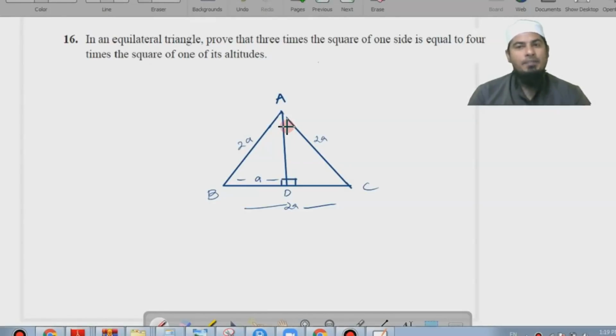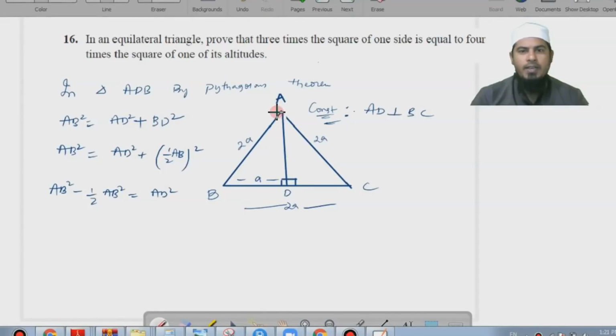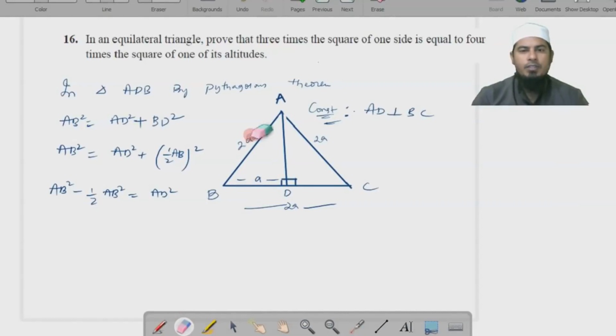Let us apply Pythagoras theorem in this triangle ADB and check whether we are getting the solution or not. Discussing what I am writing here. In triangle ADB, Pythagoras theorem is applied and we are not using these 2A's and A. We just want that BD is half of BC. Instead of half BC, I can write half AB also because it is an equilateral triangle, all sides are equal. Now AB square is equal to AD square plus BD square. BD is written as half BC or half AB and transposed here to get the statement.